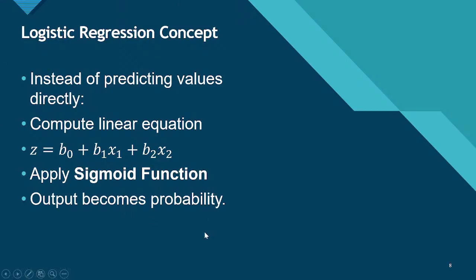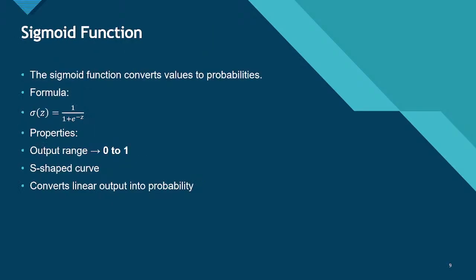Next we will see how the function works with 0 and 1, and why we are using this. Our next topic is the sigmoid function, and we will describe it briefly. Now let's talk about a very important component of logistic regression, which is the sigmoid function. The sigmoid function is used to convert numerical values into probabilities.